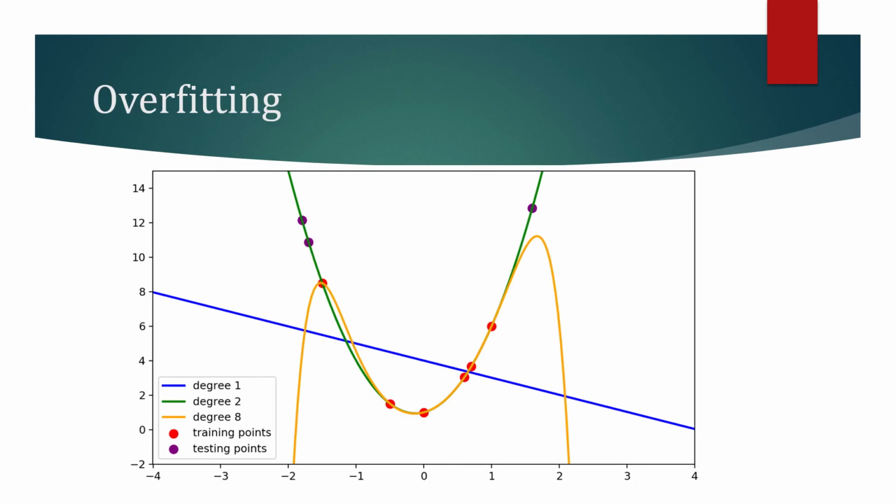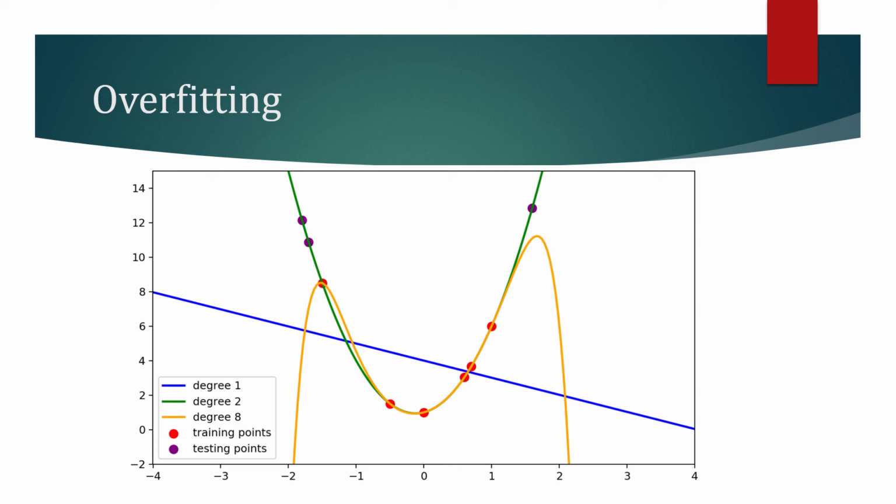The orange plot was obtained by fitting an 8th-degree polynomial to the data. What we see is that despite fitting the training data perfectly, it does not generalize to the test data. So while the training error is low, test error is still high. This is because the model's capacity is too high for the current task and the amount of the training data.